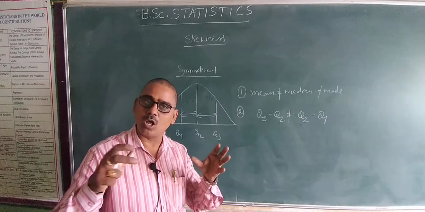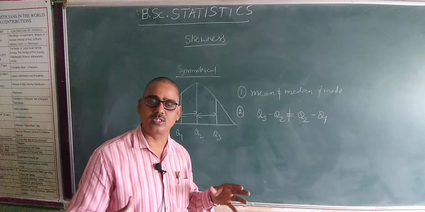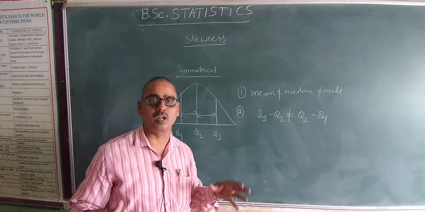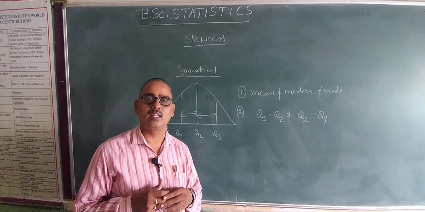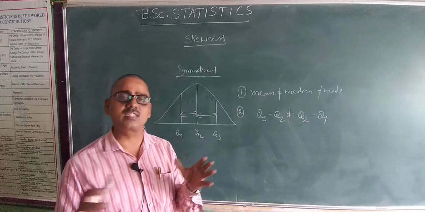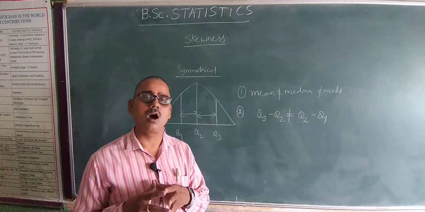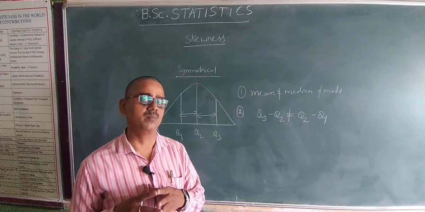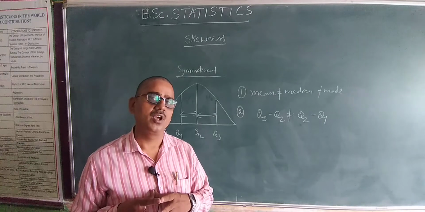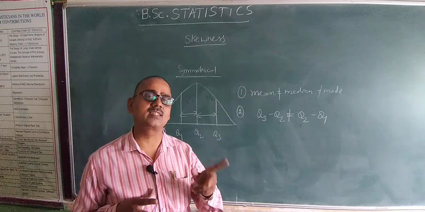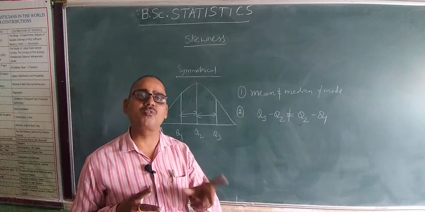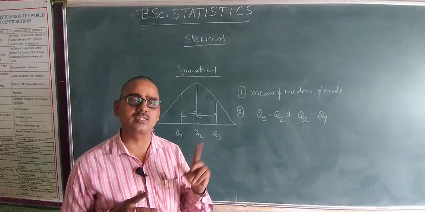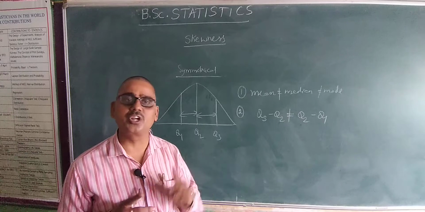If the mean, median and mode fall at the same particular point, then the distribution is said to be a symmetrical distribution. If it is not so, then there may be two kinds of curves we can draw: one, a rightly stretched distribution, and second, a leftly stretched distribution.